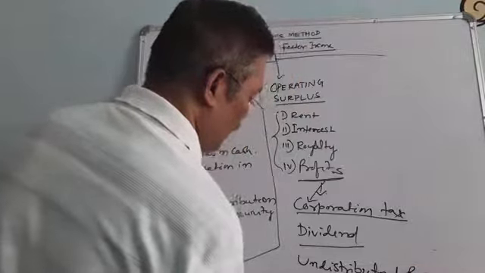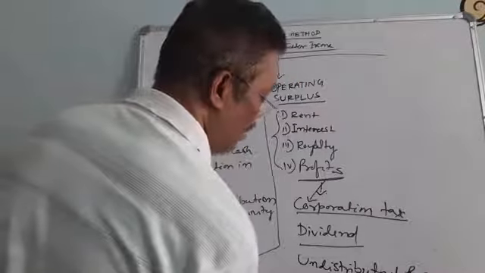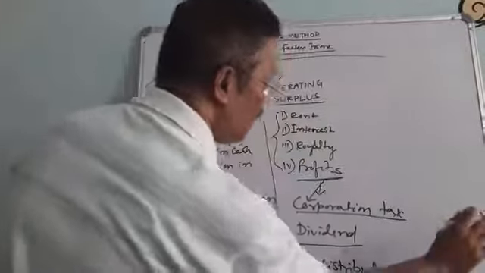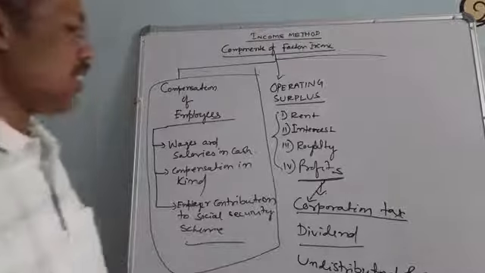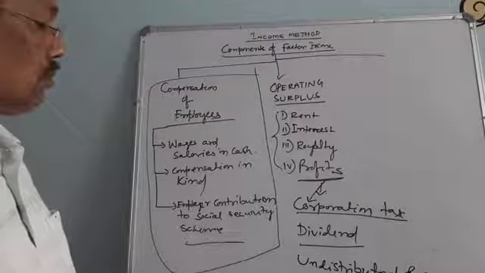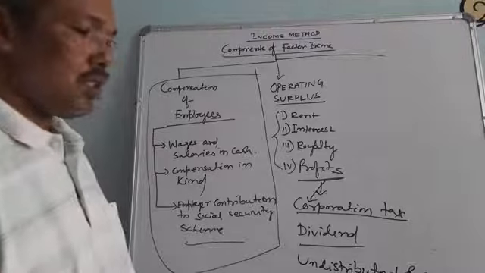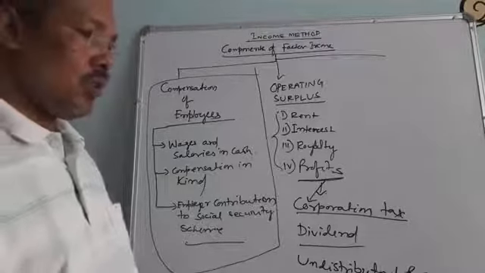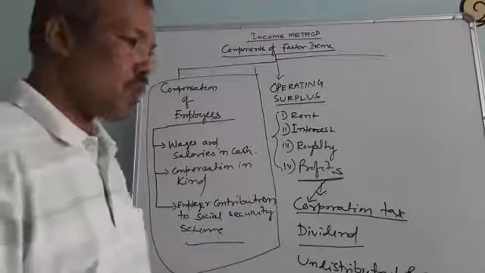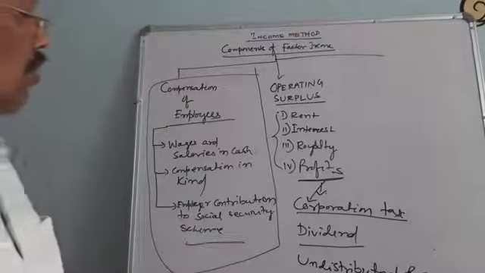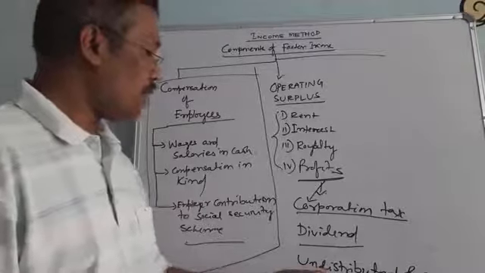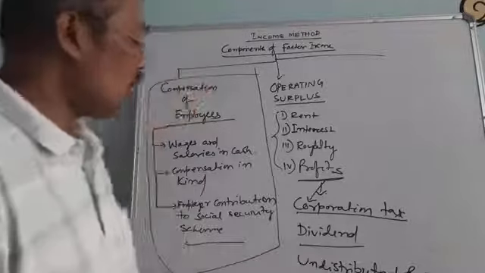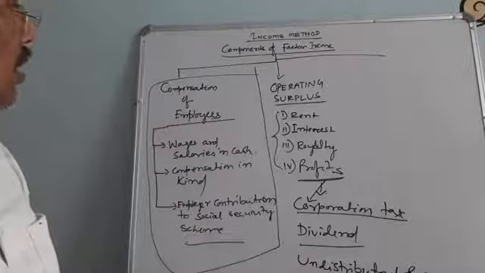Or it is called retained earning. Undistributed profit or retained earning. Because in business there are some risk factors. So at any time the businessman also wants to extend his business. So some of the profit is kept by the businessman from his own pocket. That is called the undistributed profits or retained earning.